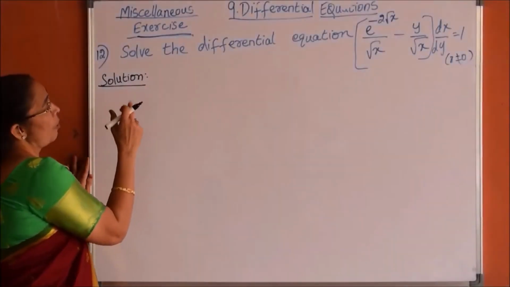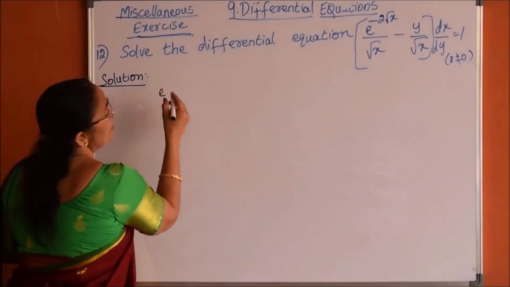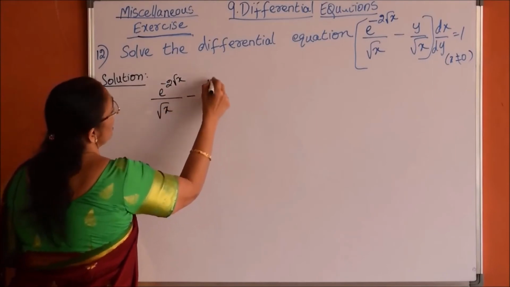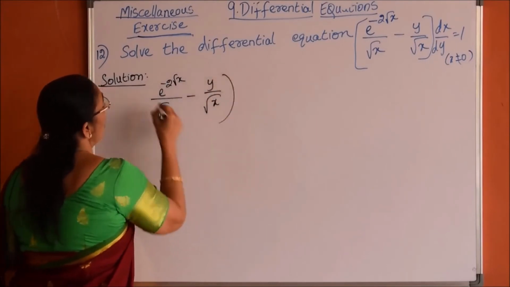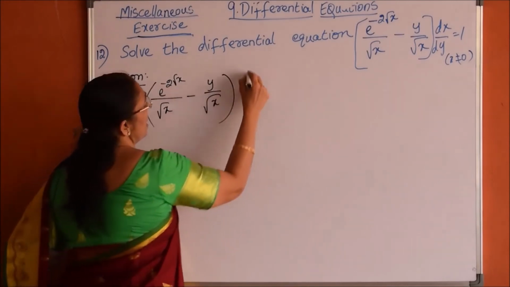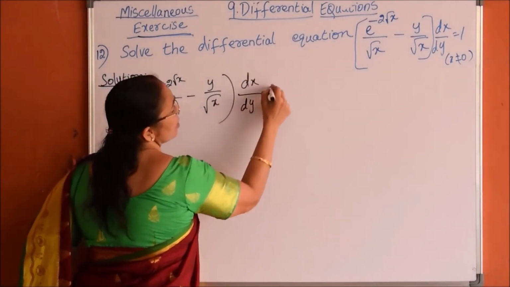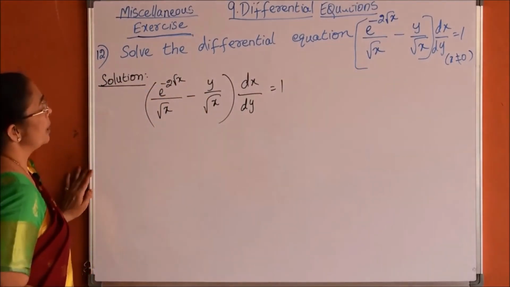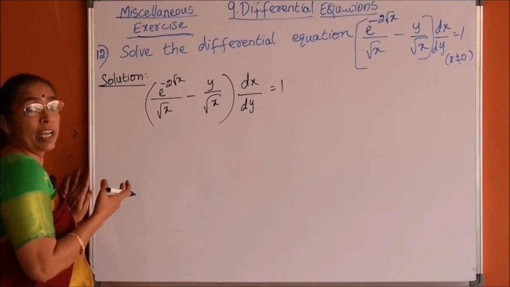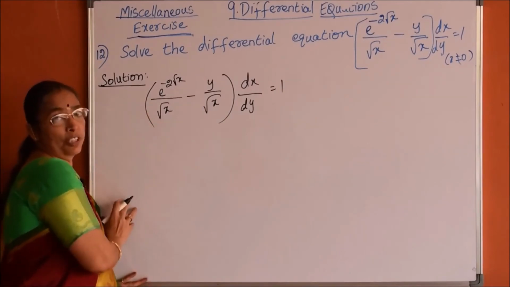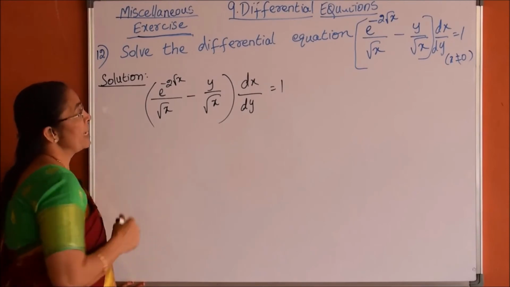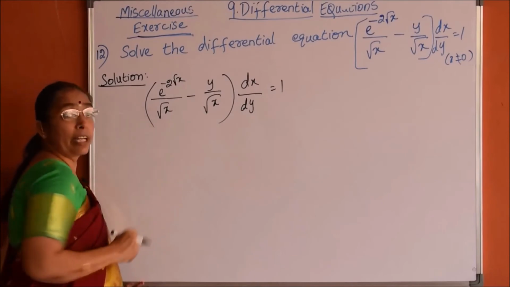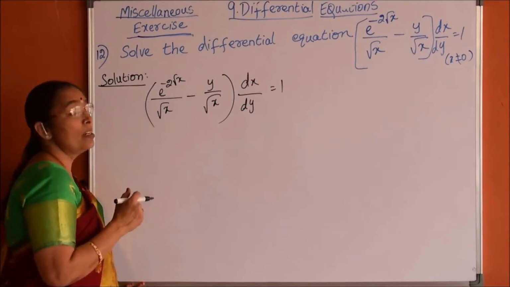12th problem: solve the differential equation e power minus 2 root x divided by root x, minus y divided by root x, times dx by dy is equal to 1, where x is not equal to 0. We will arrange the given differential equation and check by which form we can solve it, whether by variable separable form, or a homogeneous form, or whether we can solve this by linear equation in one variable form.